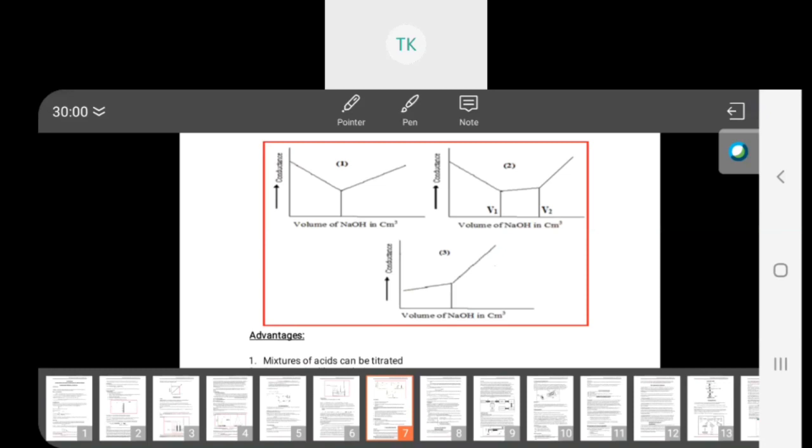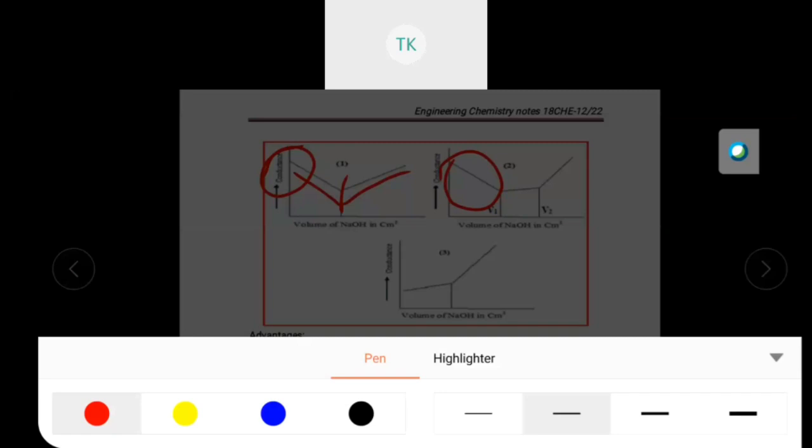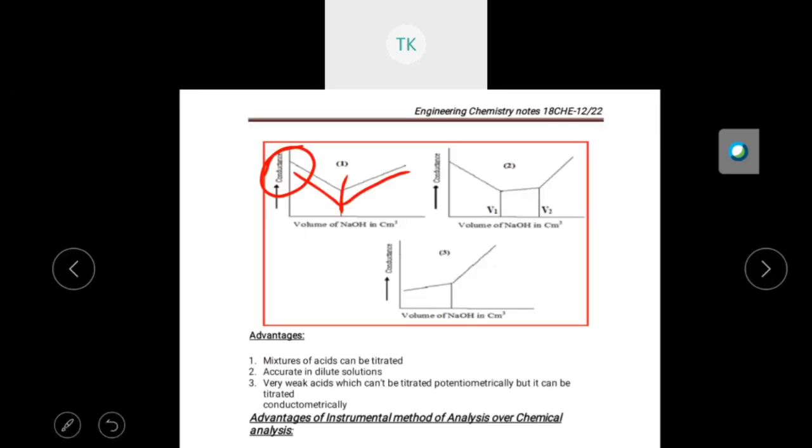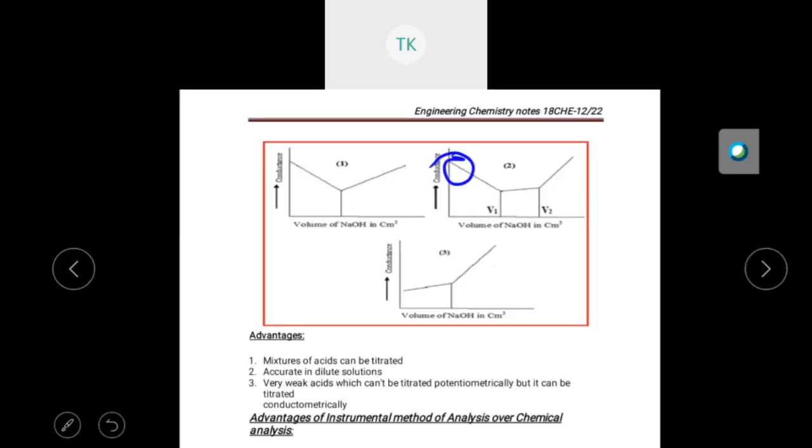Same explanation holds good here for the second graph. That is H plus ion here. Initially, the conductance value is very high because of H plus ion from HCl. You have taken HCl, right? So HCl is a strong acid, so H plus ion is very strong here. Once you start adding NaOH, the conductance will decrease due to what? H plus ion is replaced by Na plus ion.